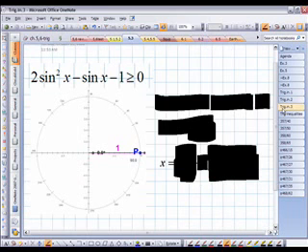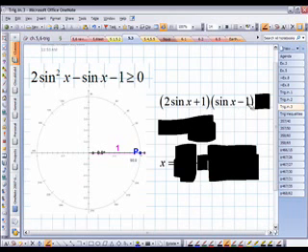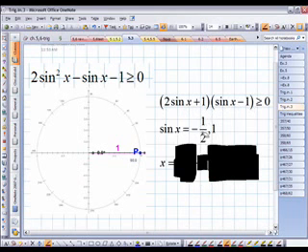Okay, for this one, this is a little trickier. It's quadratic. We want to factor it. So we have 2 sine x plus 1 times sine x minus 1 is greater than or equal to 0. This is going to be true if a couple things happen: if both of these are positive, or if both of them are negative, or if one's equal to 0. And so our points here are negative 1/2 and 1. And so I'm going to put in those points.